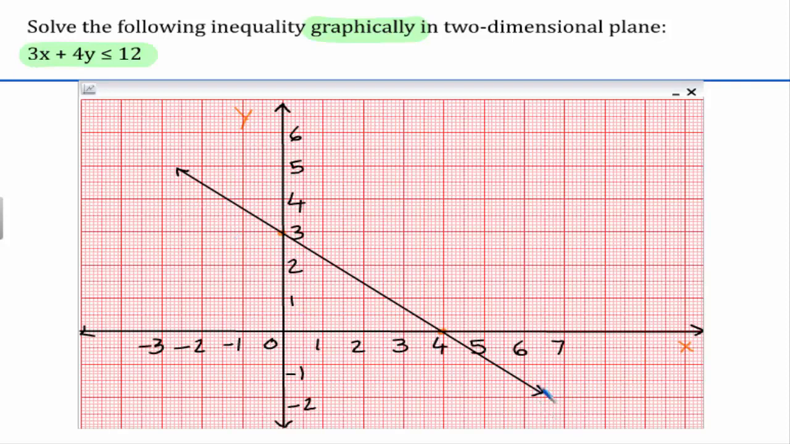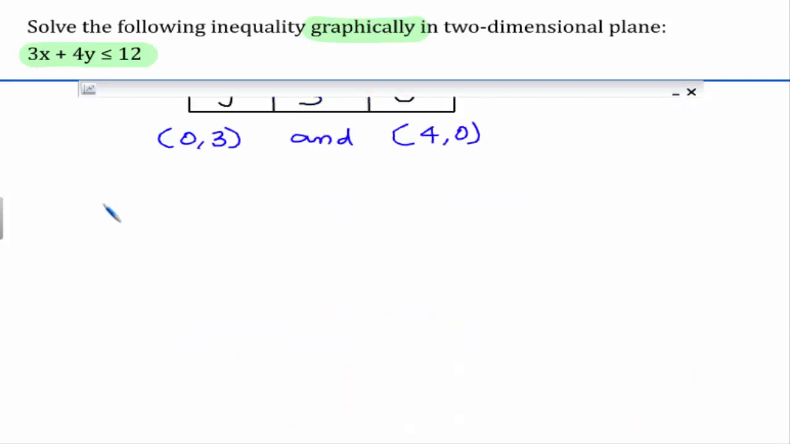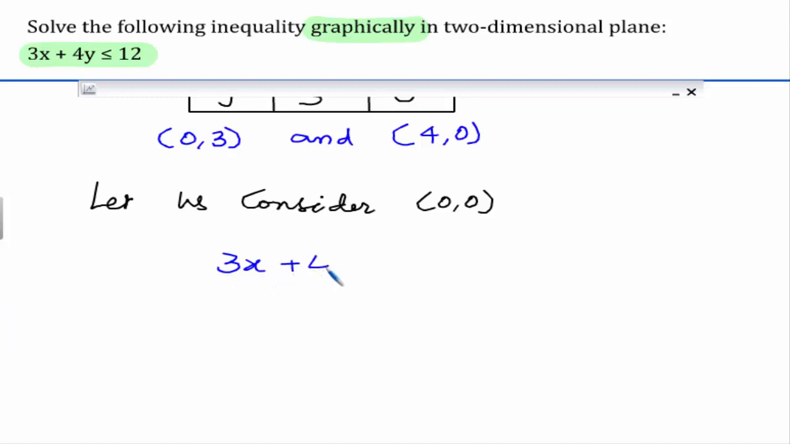Now observe that this line is dividing the plane into 2 halves. Now it is not passing through the origin, so let us select the origin. Let us consider the point origin and we'll substitute into the inequality. This is 3x plus 4y less than or equal to 12.